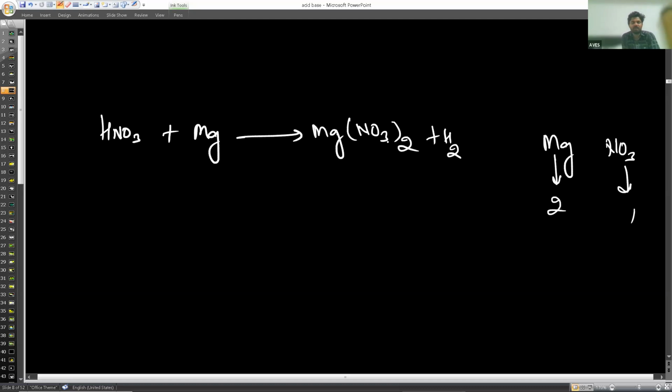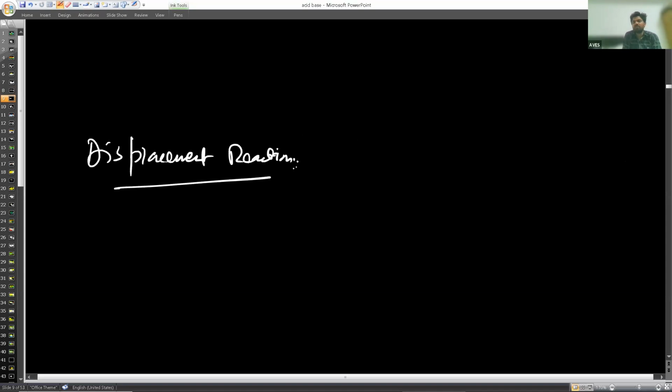Now there is a type of reaction that we studied in the first chapter, that is the displacement reaction. So what is a displacement reaction? Let me explain first. A displacement reaction is the reaction in which a more reactive element displaces the less reactive element from its compound. We call it a displacement reaction.